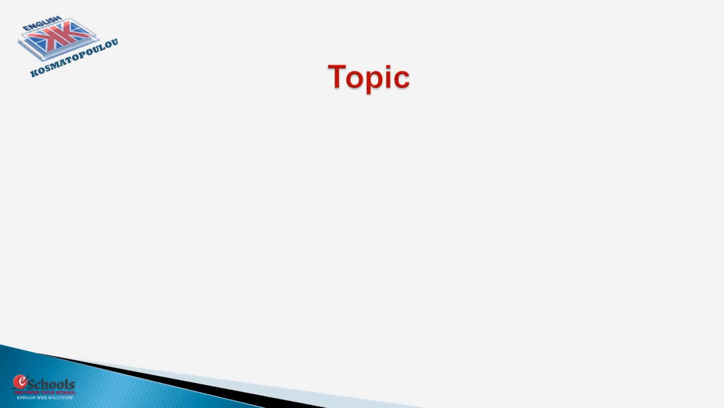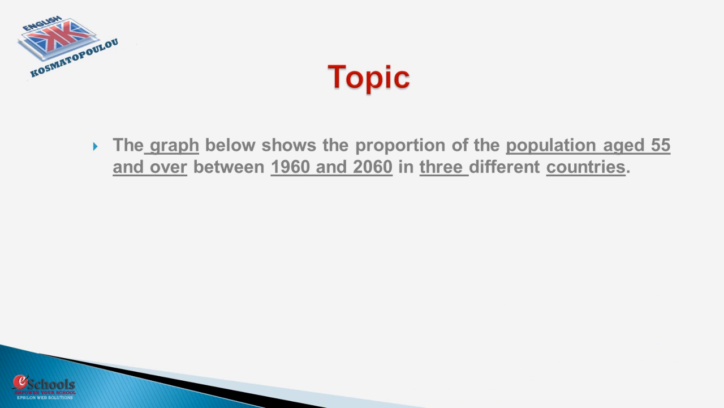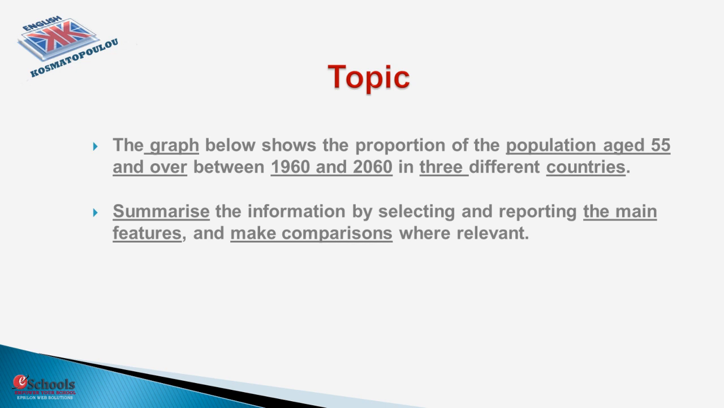Your topic is as follows. The graph below shows the proportion of the population aged 55 and over between 1960 and 2060 in 3 different countries. Summarize the information by selecting and reporting the main features and make comparisons where relevant. You should write at least 150 words.